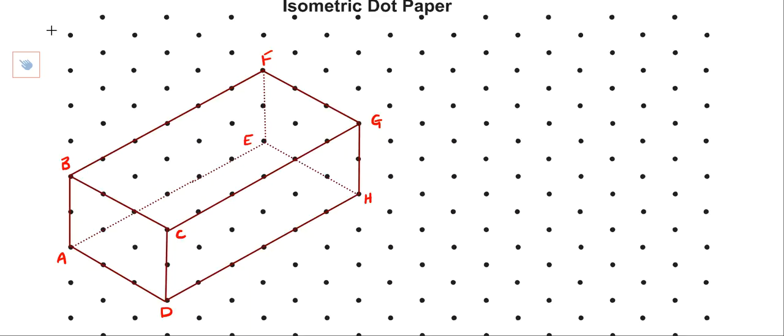C to D. No, actually C to F. I meant C to D, but then I changed it to C to F. No, it's D to F. C to E or D to F. Or C to H or A to G. It has to be, okay, so it's diagonally across.